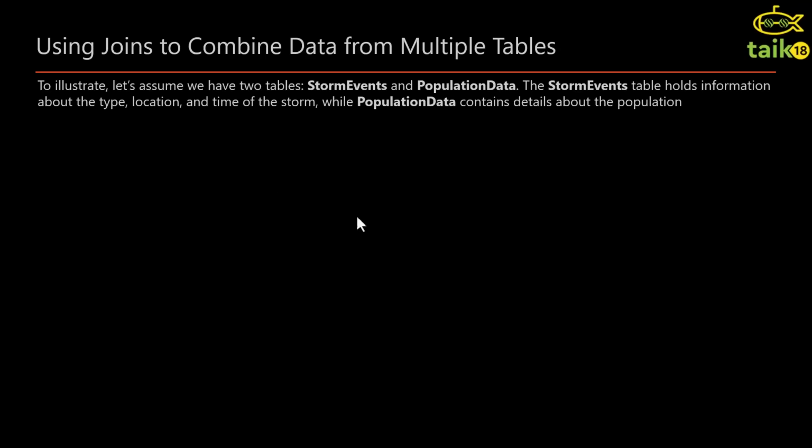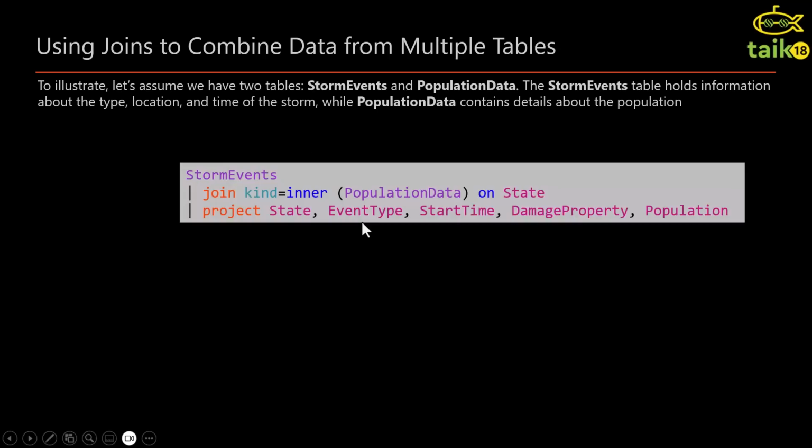So in order to work on that, the query we can write here is storm events join kind equal to inner. Within the brackets, we have to use the name of the table. It can be population data, on which column? State is available here and state is also available there. And then we need to project that. So let's have a look at this.